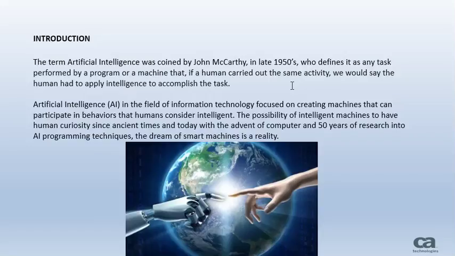The term artificial intelligence was coined by John McCarthy in the late 1950s, who defines it as any task performed by a program or a machine that, if a human carried out the same activity, we would say the human had to apply intelligence to accomplish that task. In short, artificial intelligence is something that a machine can understand, evaluate, and give out the results just like we humans do.